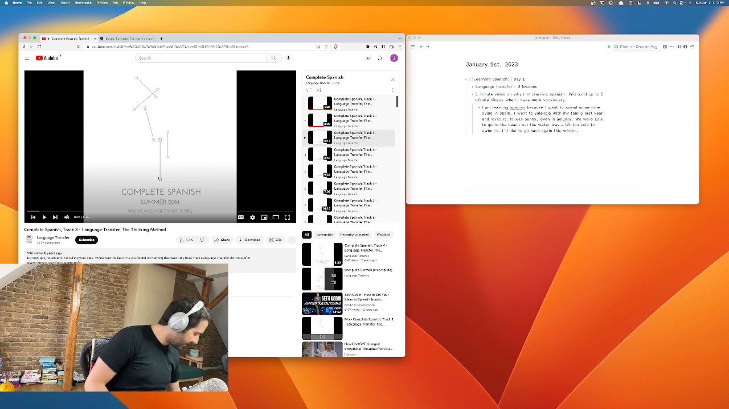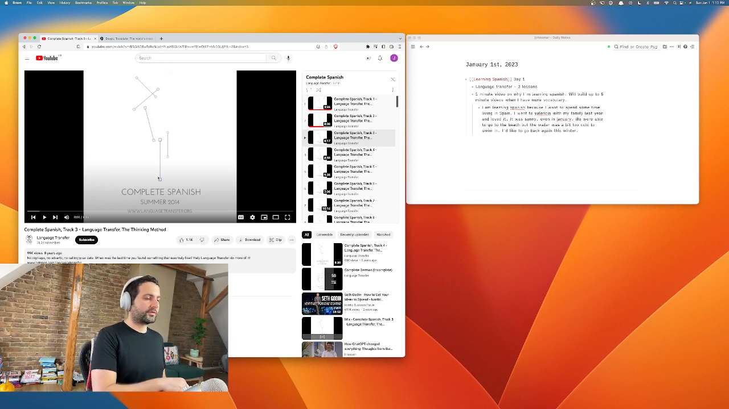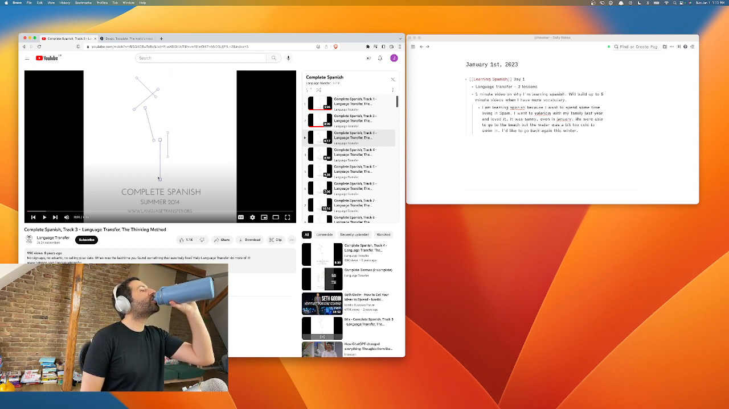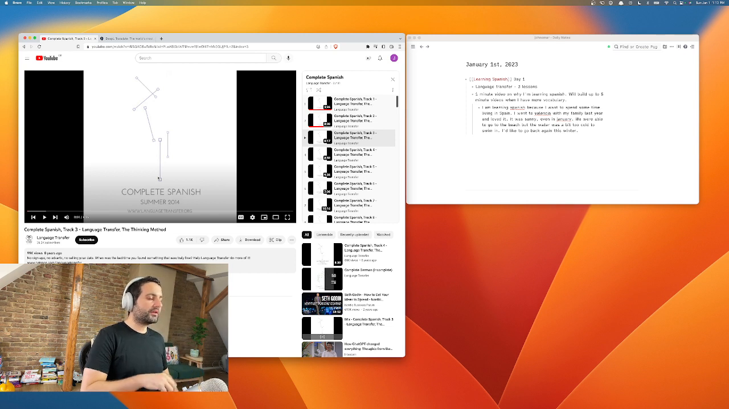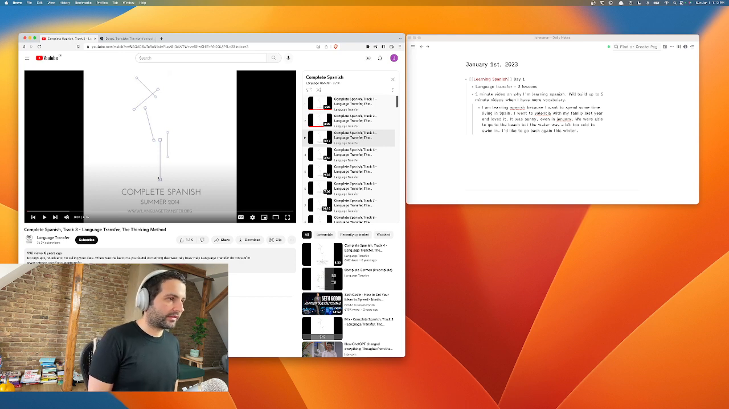All right, one down. That was pretty good. Getting some English-Spanish cognates down. This method is a lot like Michel Thomas. I used that a little bit for French and it was really helpful. I think that this provides a lot more material than Michel Thomas. But yeah, so far so good. So let's continue to lesson 3 or track 3.